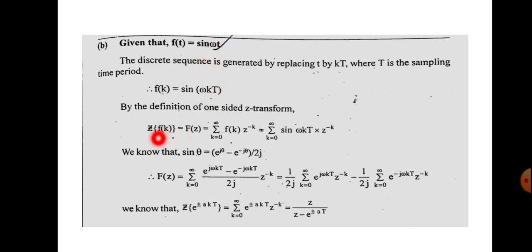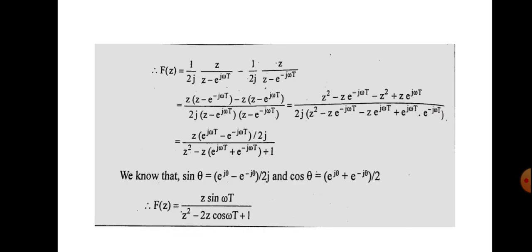We can write the z-transform of f of k, that is f of z, equal to the sum from k equal to 0 to infinity of f of k into z raised to minus k. Here we are discussing the one-sided z-transform, that is why we are using the limit k equal to 0 to infinity. Instead of f of k we can write sin omega kT into z raised to minus k. We know that sin theta has the form (e raised to j theta minus e raised to minus j theta) by 2j. Similarly, cos theta has the form (e raised to j theta plus e raised to minus j theta) by 2. That is the formula for sin theta and cos theta.